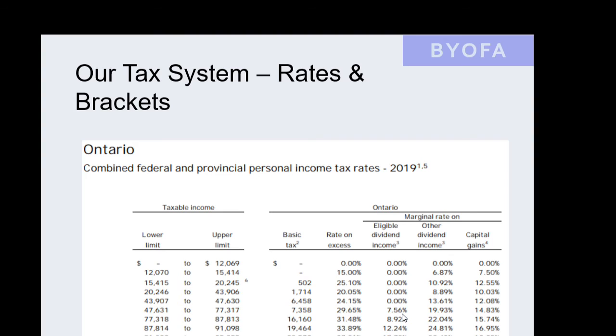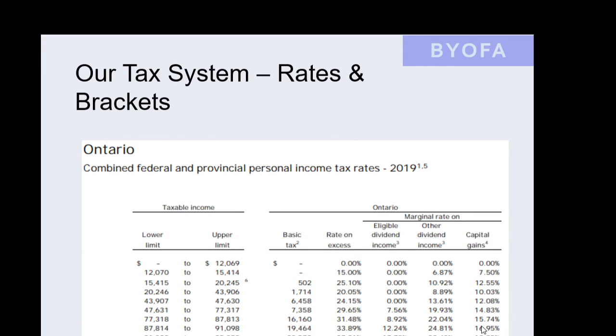So I would pay $75.60 on $1,000 worth of dividend from a Canadian corporation. This is if you own your own small business, so don't worry about this. And this is capital gains. Note that the capital gains rate is 1/2 the marginal tax rate.